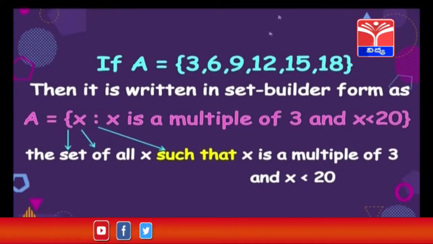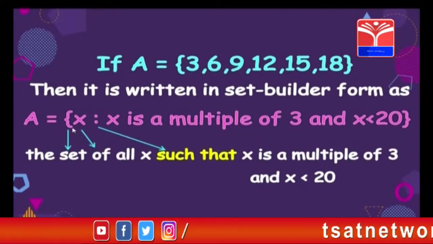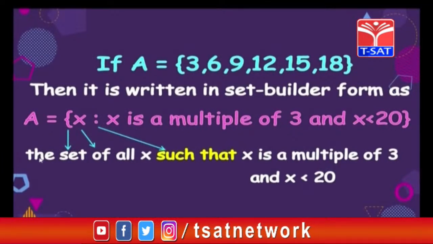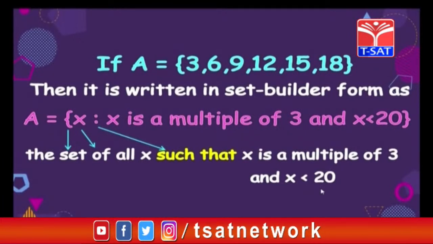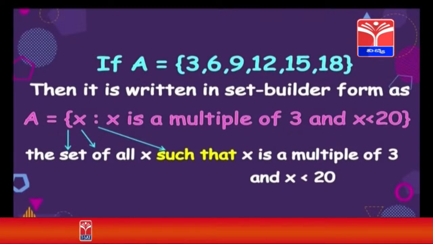If you observe, students, you can see the braces tell you that this is the set of all x, and this symbol stands for such that. And what is the rule of x which is being followed here? x is a multiple of 3 and x should be less than 20. So, we are considering the multiples of 3 which are less than 20. That is what you have observed in the elements of A.